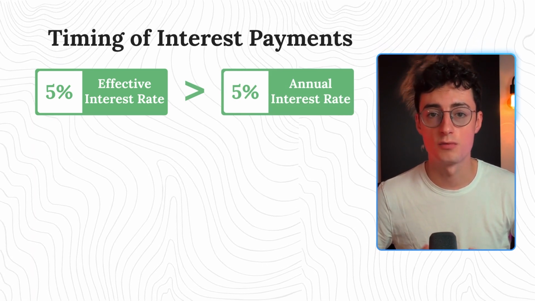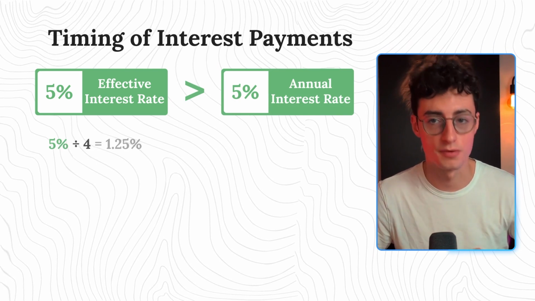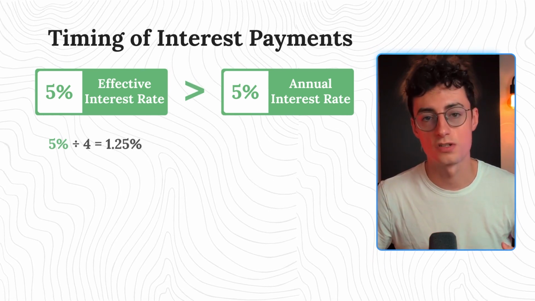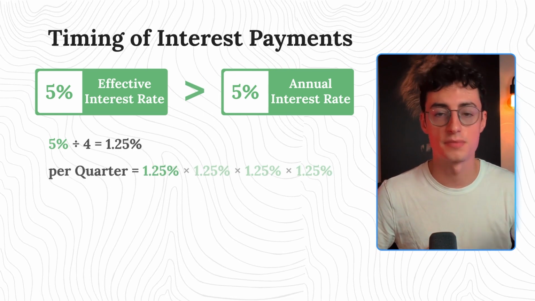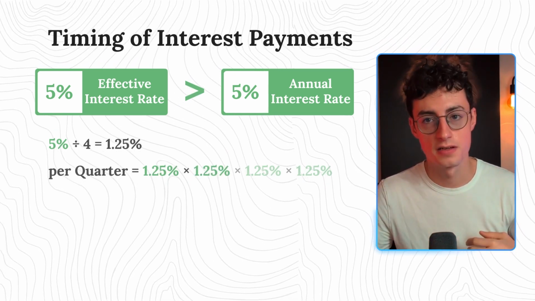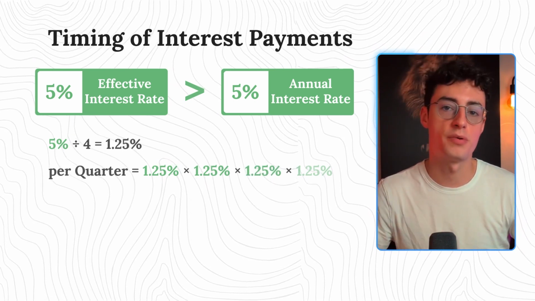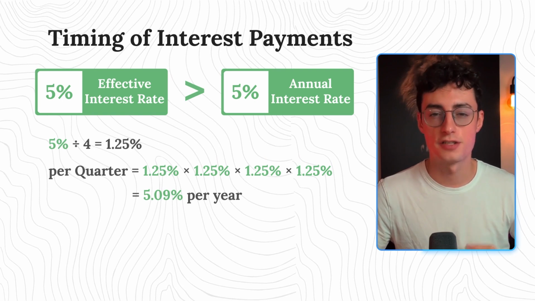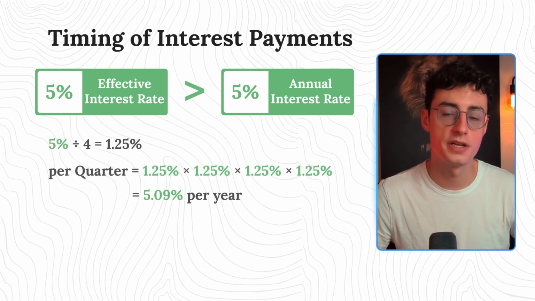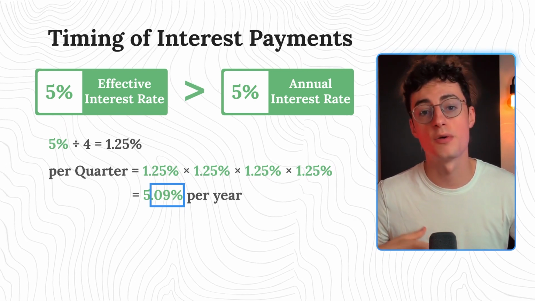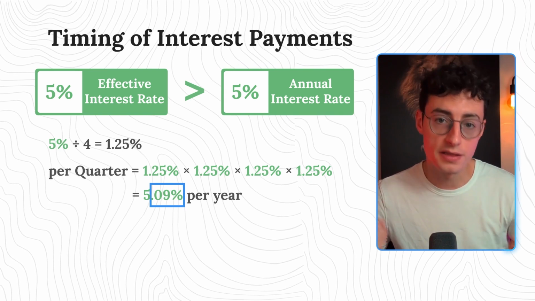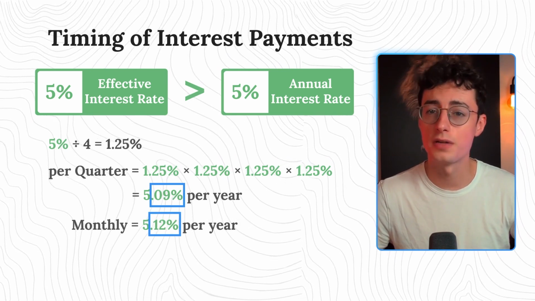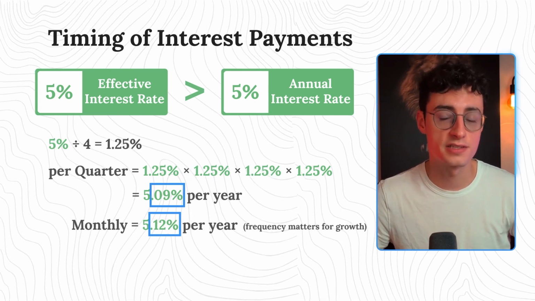To find this effective interest rate, we first divide the 5% annual interest by 4, the number of quarters, to get a quarterly interest rate of 1.25%. Now, if we want to calculate compound interest quarter by quarter, we multiply the 1.25% from the first quarter by the 1.25% from the second, by the 1.25% from the third, and then the 1.25% from the fourth quarter. We thus arrive at an effective interest rate of 5.9%. Simply by receiving interest payments throughout the year instead of at the end of the year, we've already earned an extra 0.09%. If we go one step further and calculate the effective interest rate with monthly interest payments, we reach 5.12%, 0.12% more than if we received interest only at the end of the year. So, how frequently you're paid interest does make a difference.